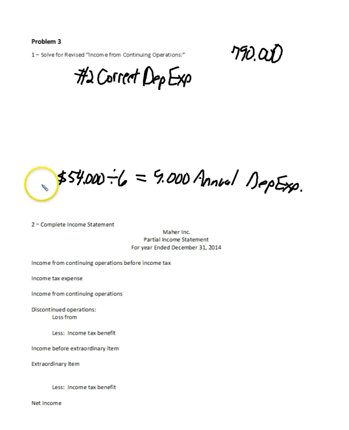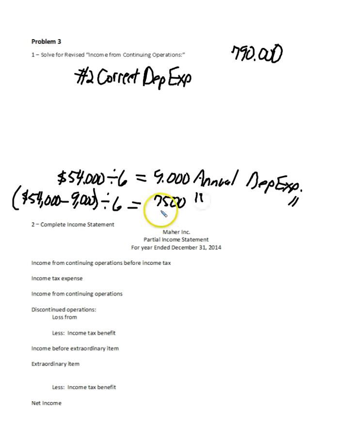But let's look at what they should have done. What they should have done was take that $54,000 and subtract salvage of $9,000. Okay, and then that would give them $45,000. Divide that by 6. So the annual depreciation expense should have been $7,500. So we have a difference of $1,500.